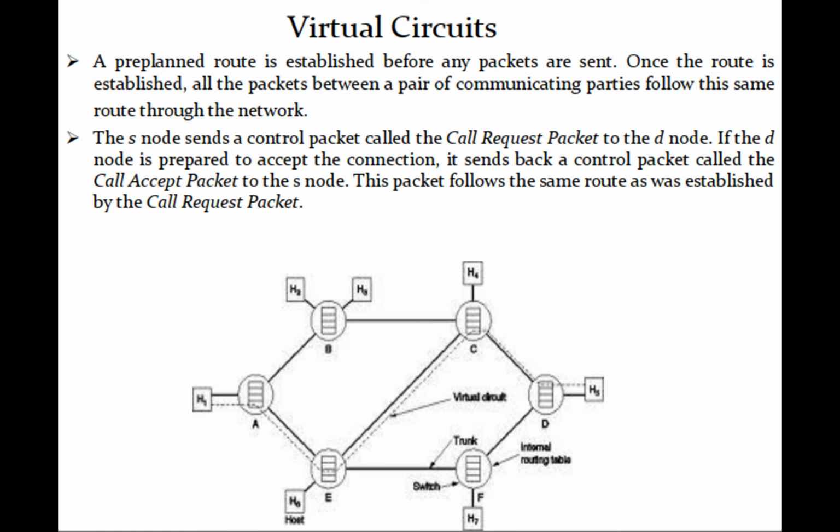Virtual circuits. A pre-planned route is established before any packets are sent. Once a route is established, all the packets between a pair of communicating parties follow this route through the network. The source node sends a control packet called a call request packet to the destination node. If the node is prepared to accept the connection, it sends back a control packet called a call accept packet to the source node. This packet follows the route established with the call request packet.